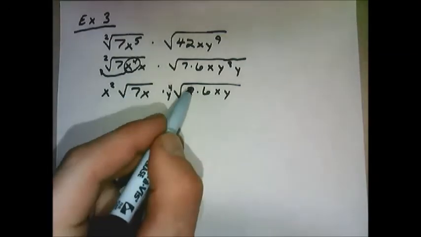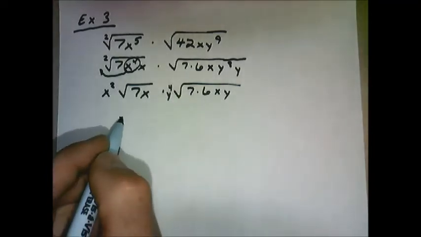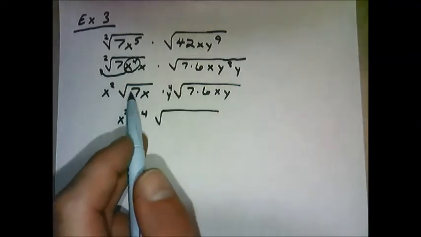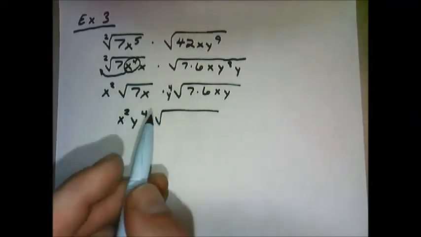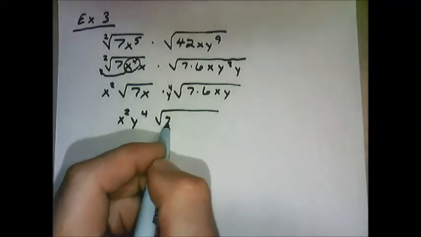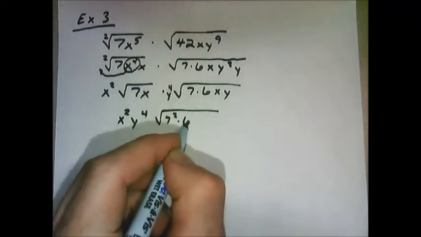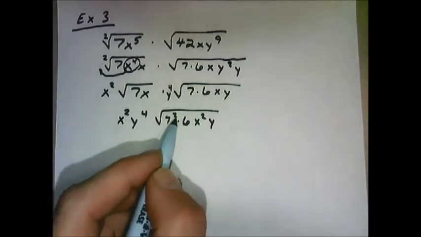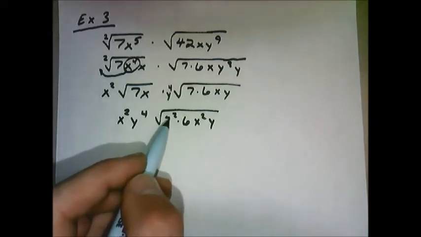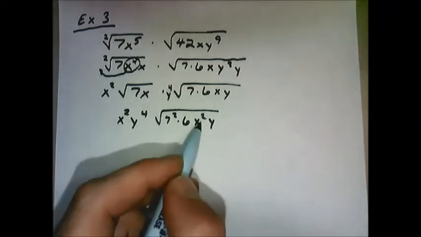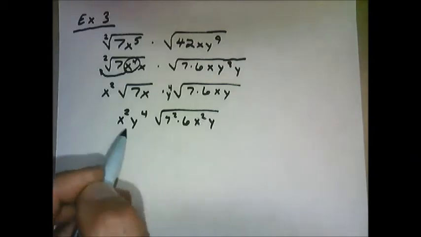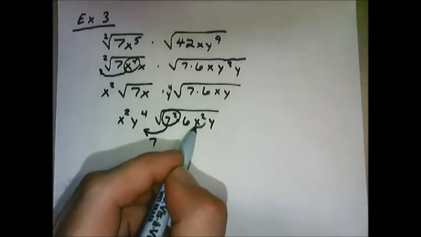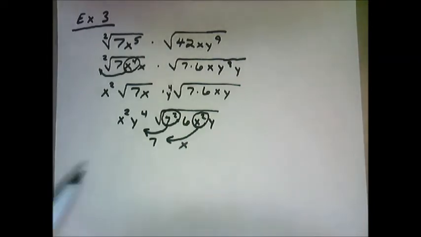Here, notice if I multiply this together, I'm going to multiply my outsides together, so I get x squared y to the 4th. And now I can take my 7 times 7, which is 49, or we can think of it as 7 squared times 6, and then x squared y. Notice now our 7 squared, or 49, is going to come out as 7, and the square root of x squared is going to come out as x. So the 7 squared comes out as 7, and the x squared came out as an x.